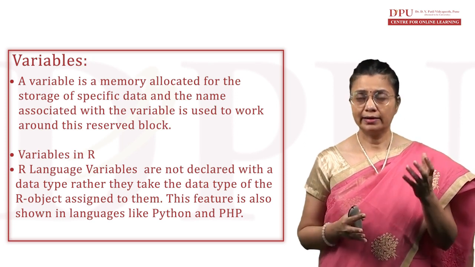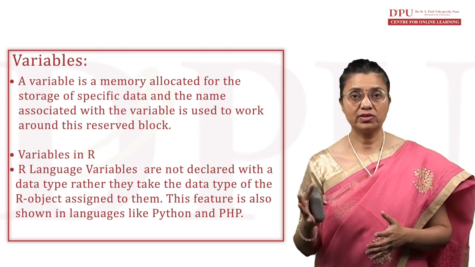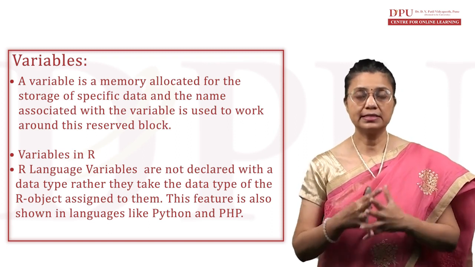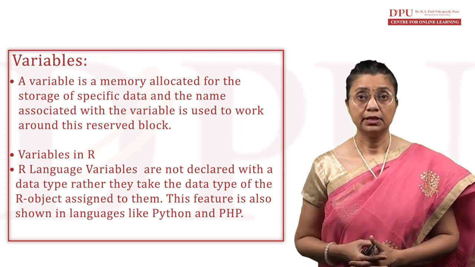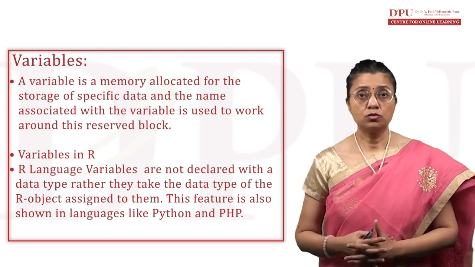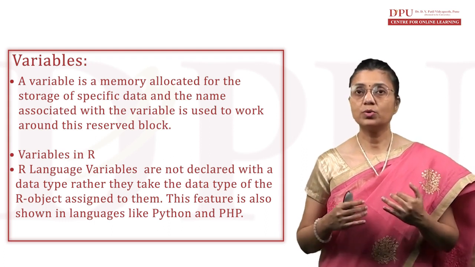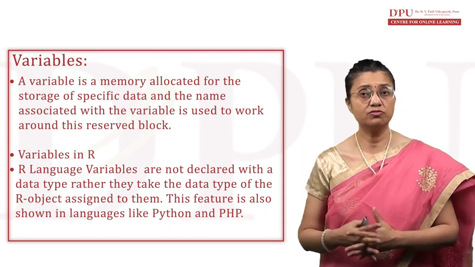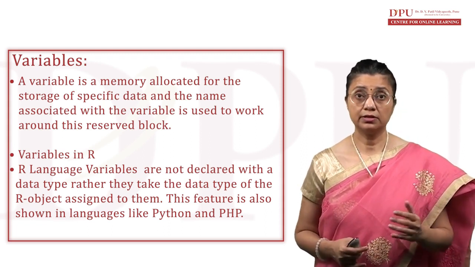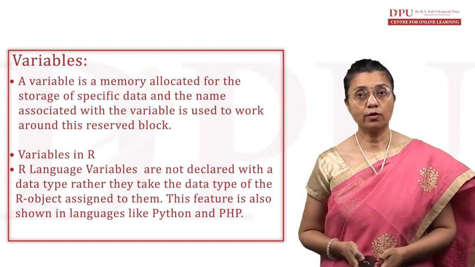The moment I write c equals to something or c equals to matrix, automatically the object is assigned to the variable, and that is the data type. This feature is also popular amongst Python and PHP. So this is one advantage of R over other languages, that we are not declaring first with the data type. Rather, we take a variable and assign it to one R object.